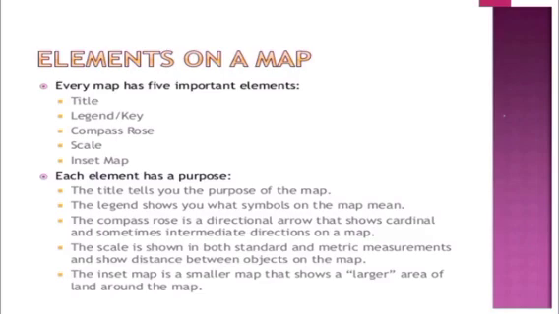Next, we have compass rose. The compass rose is a directional arrow that shows cardinal and sometimes intermediate directions on a map. Fourth element is that scale. The scale is shown in both standard and metric measurements and show distance between objects on the map. Finally, we have inset map. The inset map is a smaller map that shows a larger area of land around the map.